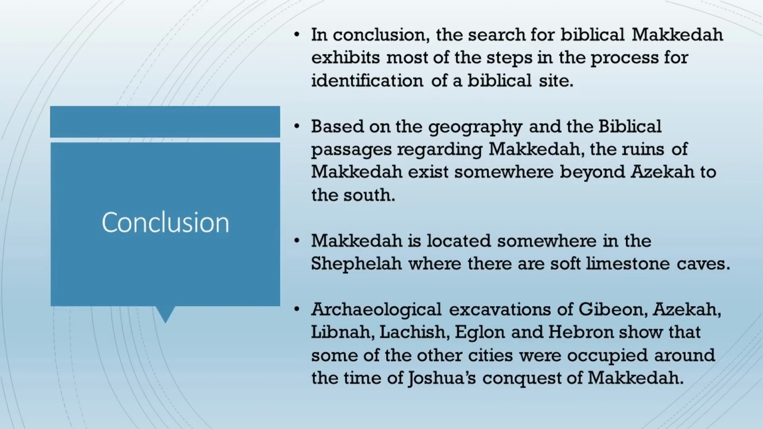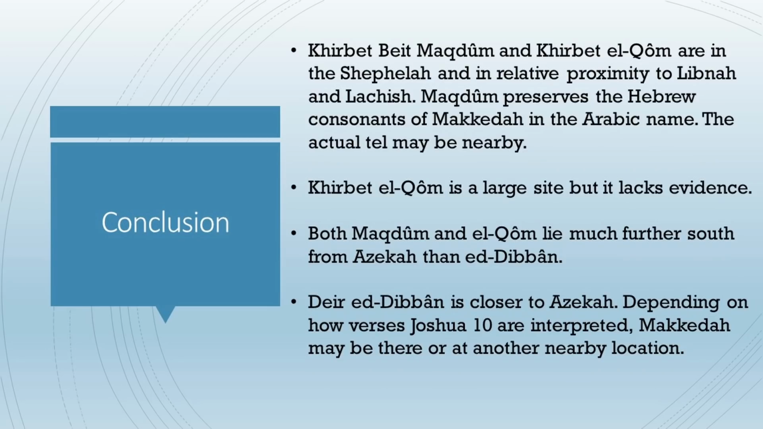So in conclusion, the search for biblical Makkedah exhibits most of the steps for the process of identifying a biblical site. It's based on the geography and the biblical passages regarding Makkedah, and the ruins of Makkedah exist somewhere beyond Azekah to the south. Makkedah is located somewhere in the Shephelah, where there's soft limestone caves. Archaeological excavations at Gibeon, Azekah, Libnah, Lachish, Eglon, and Hebron show that some of the cities were occupied during the Late Bronze Age. So it's not like it's a mythical city in my mind. And Makkedah and El-Qum are in the Shephelah in relative proximity to Libnah and Lachish. And Makkedah, of course, preserves those consonants.